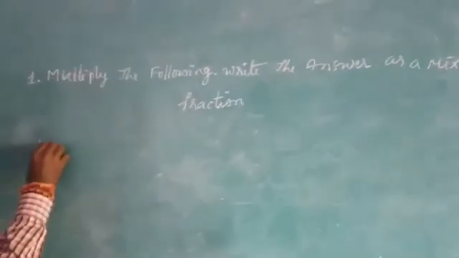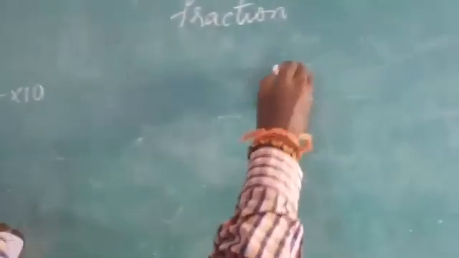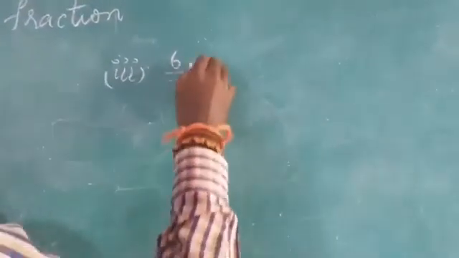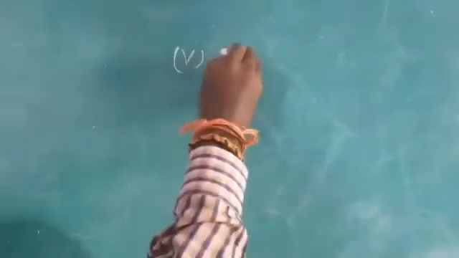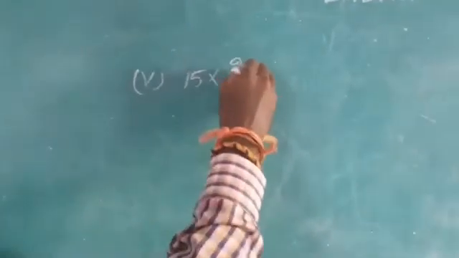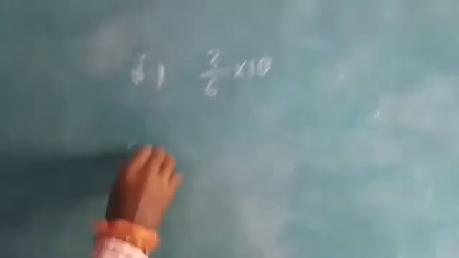See, here is the total 5 problems are there. I would like to explain you 3. 3/6 into 10. And the third one, 6/7 into 2. And the fifth one, 15 into 2/5. See, what is the question here? Multiply the following. We need to multiply. Write the answer as a mixed fraction.